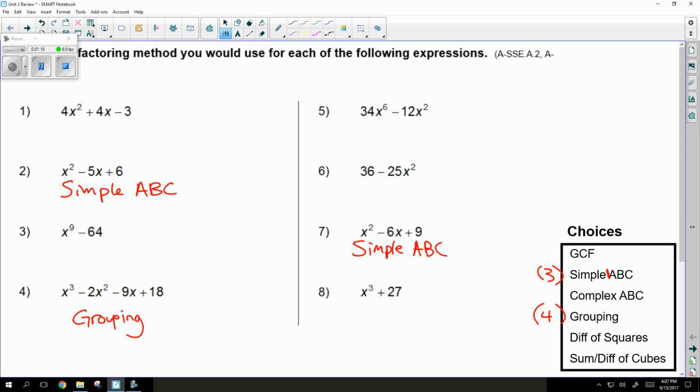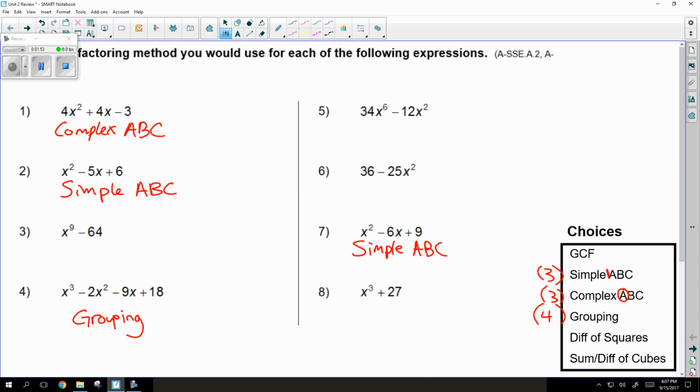We have a complex ABC. Complex ABC also has 3 terms. But the thing that's unique about complex is the number in front of the A term. So basically in front of your x squared, that's your A. It's not a 1. So it's basically any other number besides a 1, and it's also not the GCF. So it looks like problem 1 is a complex ABC. And that's the last one that has 3 terms, so we're done with those.